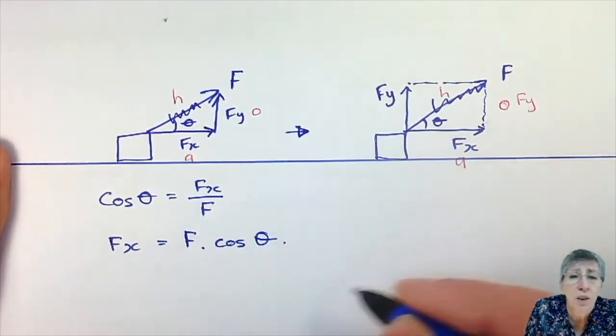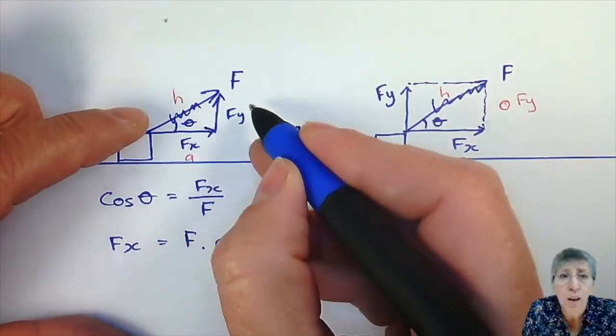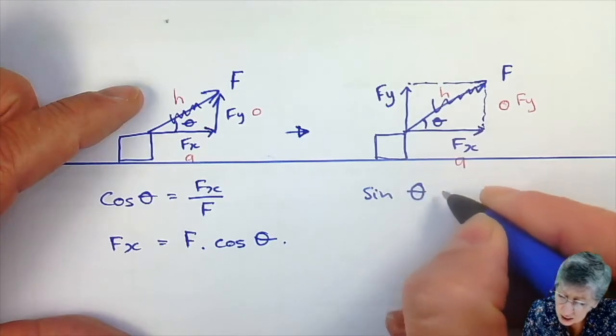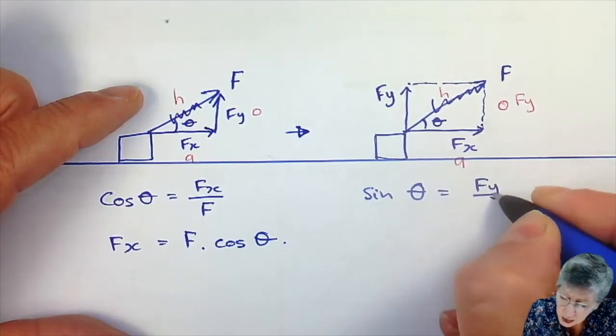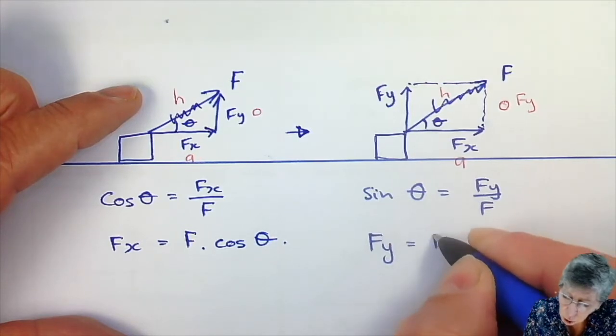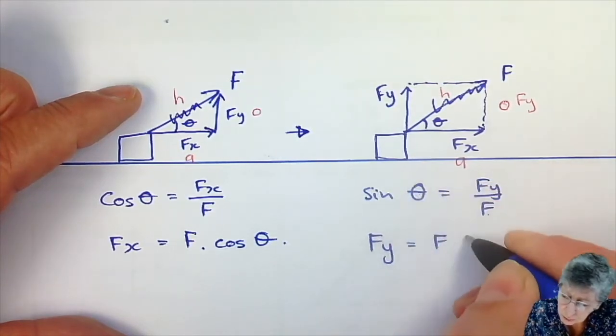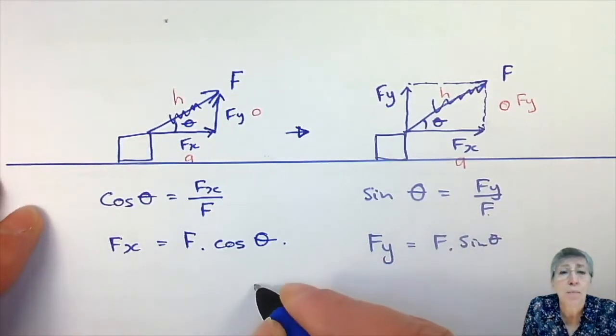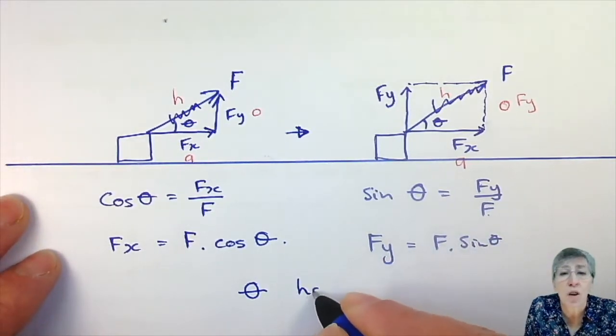Or if I do the same thing and now use opposite over hypotenuse, I will have sine theta being Fy over F, and end up with Fy being the whole force F times sine of that angle. Right, but remember we worked with the angle with the horizontal.